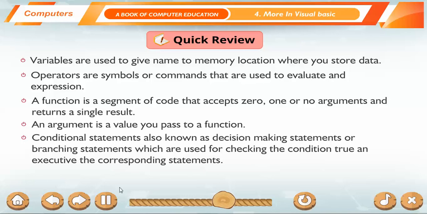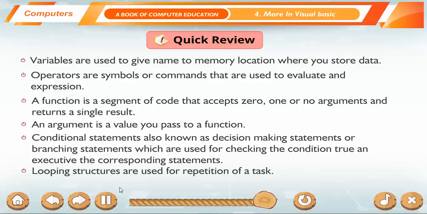Conditional statements, also known as decision-making statements or branching statements, are used for checking whether a condition is true and executing the corresponding statements. Looping structures are used for repetition of a task.